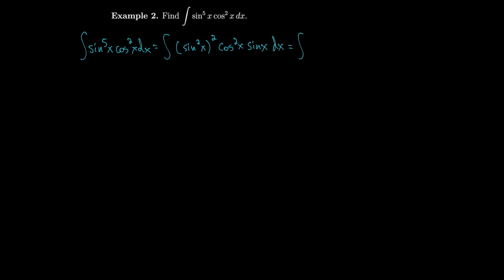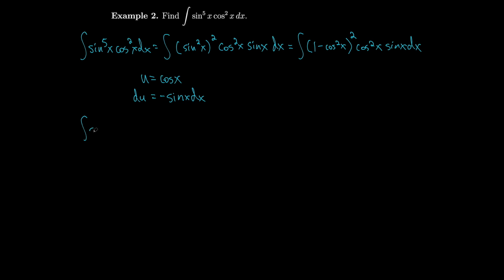So then we can use our identity again. Sine squared is 1 minus cosine squared, so we switch the other way this time. But it had to be to the 4th, so I have to keep my square over there. And we still have cosine squared and sine. Okay, let's let u equal cosine this time. So then du is equal to minus sine x dx.